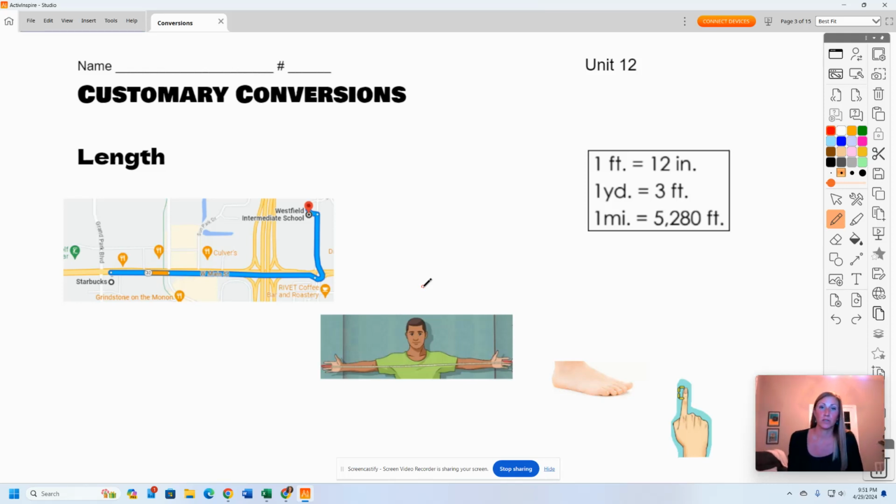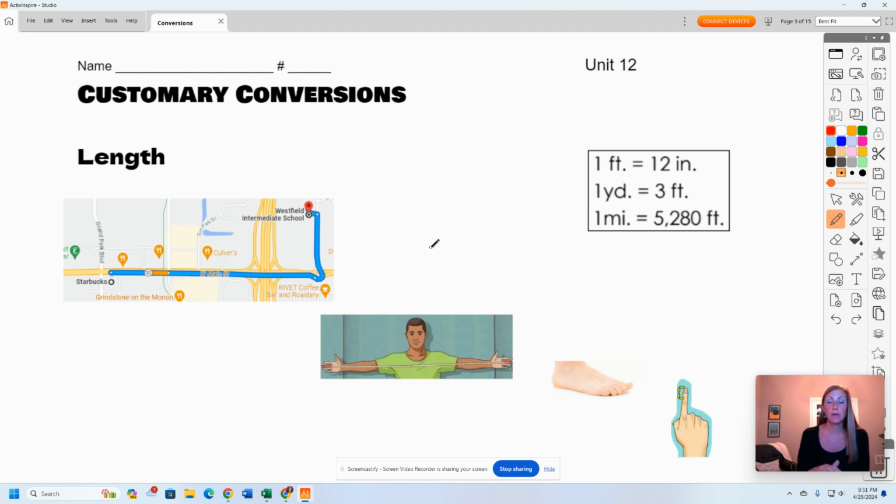Now we are going to look at customary units, conversions. So the same thought process as metric applies. If you start larger, your answer gets larger, so you've got to multiply. If you start smaller, your answer needs to get smaller, so you're going to divide. Again, we're working with that philosophy of whole numbers, right?